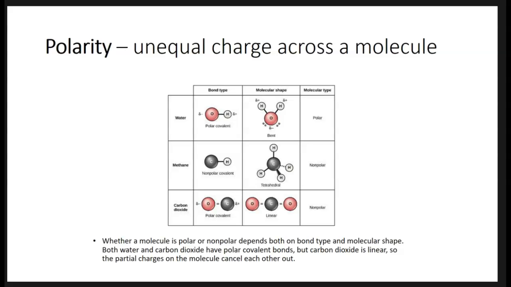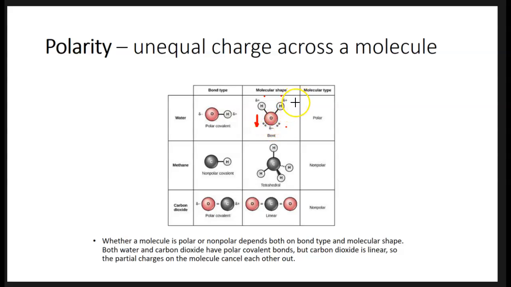For example, water, which is a polar compound, is made up of a molecule composed of 2 hydrogens and 1 oxygen. Oxygen is an element that is much more electronegative. It likes to hold on to the electrons much better than hydrogen does. And so in the compound of water, those electrons are congregated toward the oxygen end.